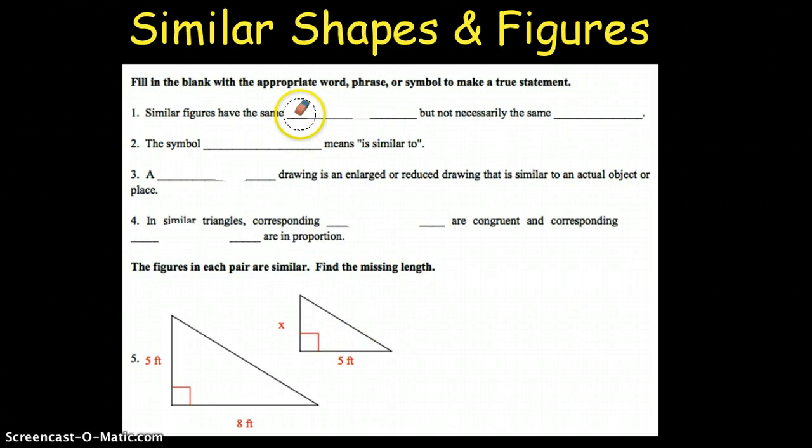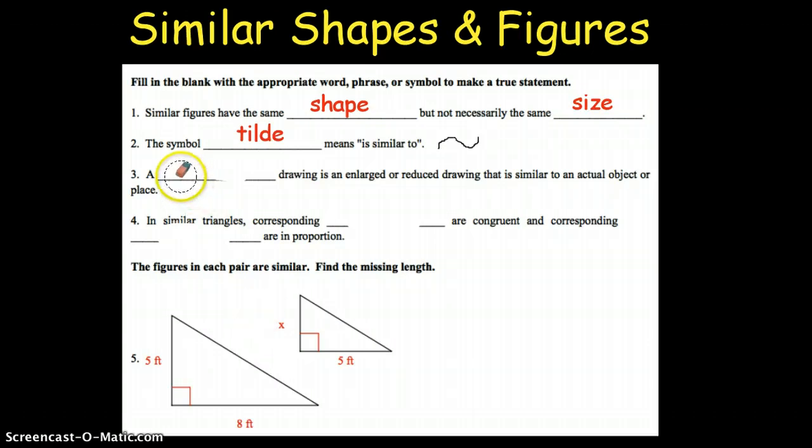Well, the first one is similar figures have the same shape but not necessarily the same size. Right. Number two, the symbol tilde, commonly misspelled with an A, right, and generally looks like a sideways S. Right, means similar.